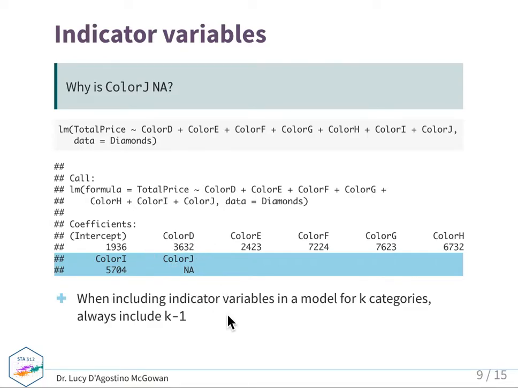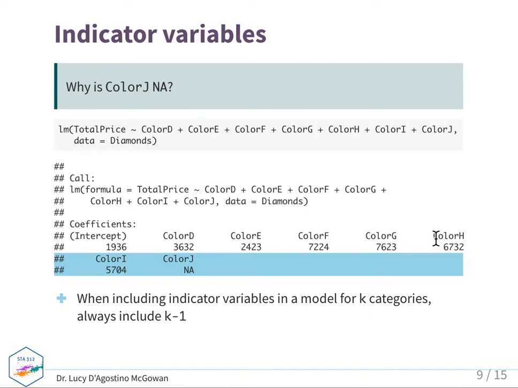So when you're including an indicator variable in a model for K categories, you always want to include K minus 1 indicator variables. Because if you recall from what we've learned so far about models, we want X transpose X to be invertible, which means that the columns cannot be completely dependent on each other or full linear combinations of each other.